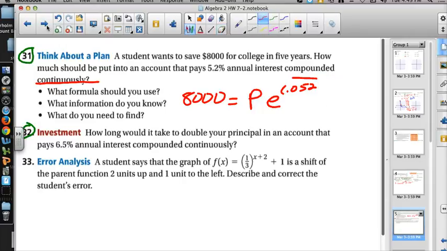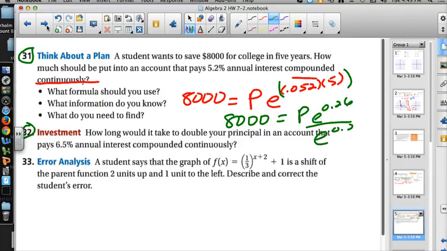So that's all a part of our power right here. And we realize if we're going to get P all by itself, we're going to have to divide by e to the 0.052 times 5 power. And we might as well throw that little piece into the calculator. 0.052 times 5 is 0.26. So 8,000 equals P times e to the 0.26 power.